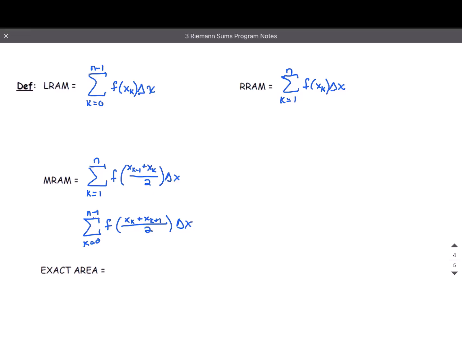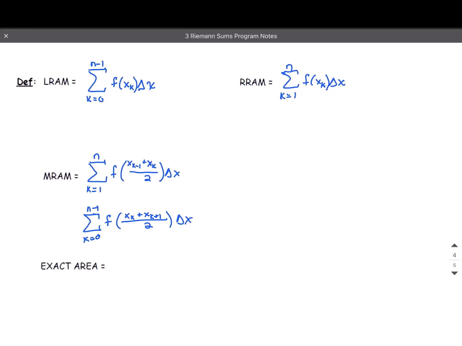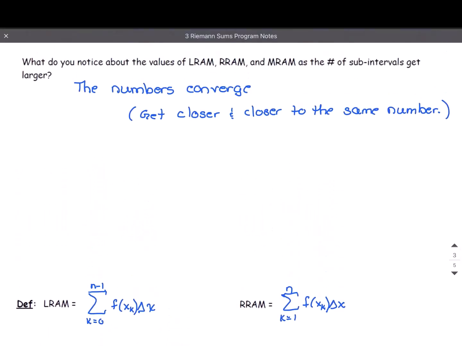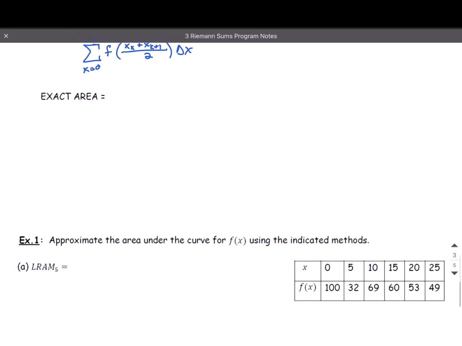Now, the exact area that's under the curve, remember we said when we used more and more subintervals, when we let n get large, the numbers tended to converge. They all head to the same place. Well, that means that the limit, this is the exact area, the limit as n heads to infinity of the summation as k goes from 0 to n minus 1 of f of x sub k delta x. Now remember, that's the limit as n heads to infinity of the LRAM.